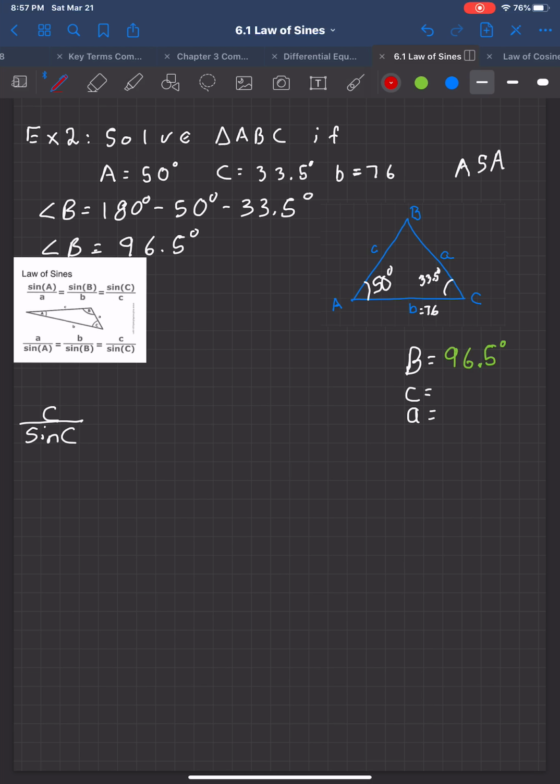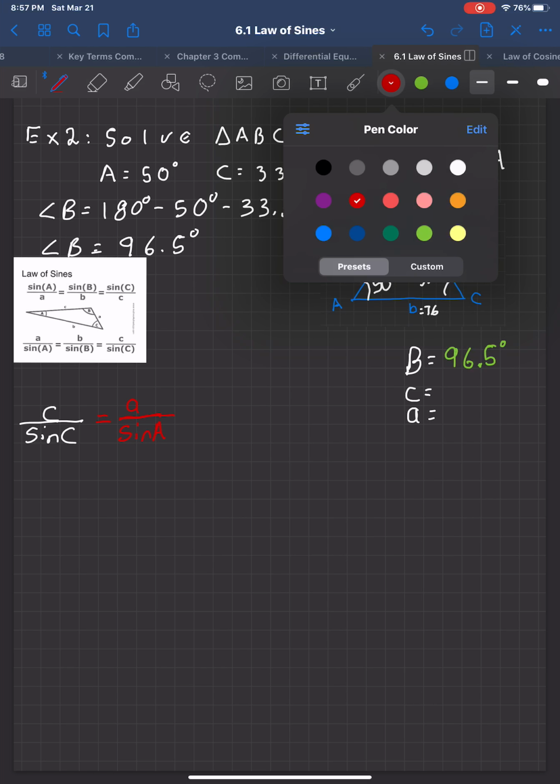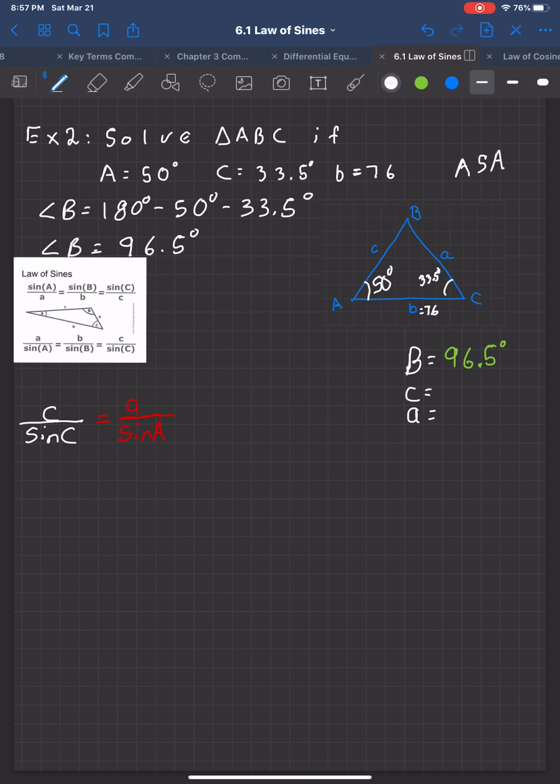All right. So I want side C. So I'm going to take C over sine of C, and then I need another fraction to set it equal to. So I'm just going to choose A over sine of A. Right, so let's do some uncomfortable silence for just a second. Why is that a bad choice?